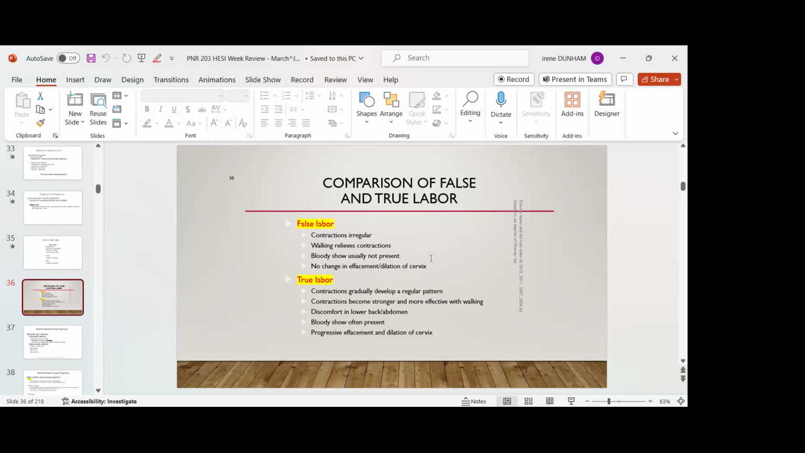And the biggest thing is no change in effacement and dilation of the cervix. You send her out walking, she was 2 centimeters. She goes walk for a while, she comes back, and you check her, and you say, well, you're still 2 centimeters. She'll look at you like, ugh, she wants to get you, but she's not in labor. She's in false labor. Okay, so that's the difference between false labor and what we just went over, true labor.